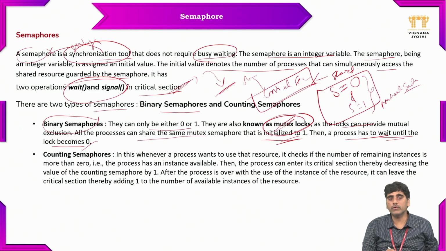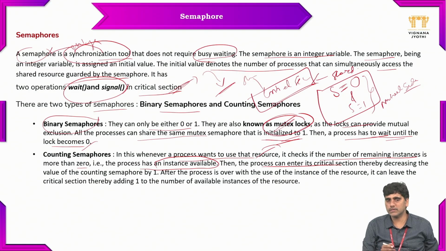Next, the second one is the counting semaphore. The binary semaphore applies both 0 and 1 for a lock. In the counting semaphore, whenever a process wants to use the resource, it must enter the critical section. It checks whether the number of remaining instances is more than 0, that is, whether an instance is available or not. If an instance is available, the process can enter the critical section.